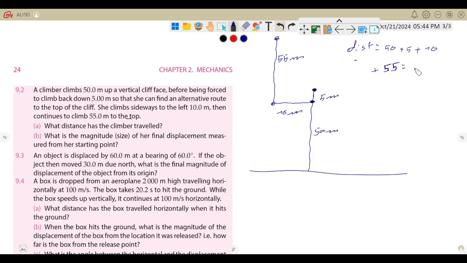So this is what you say? 120 meters. So 55, 1, 5, 10. This is correct. What about the displacement now? That's quite more difficult compared to this one.